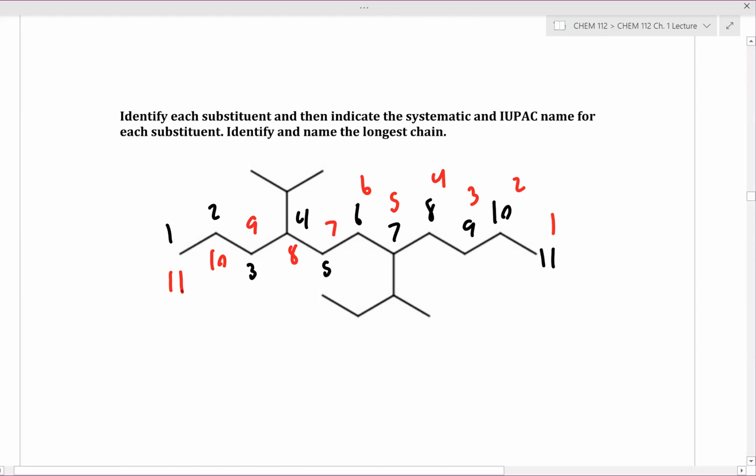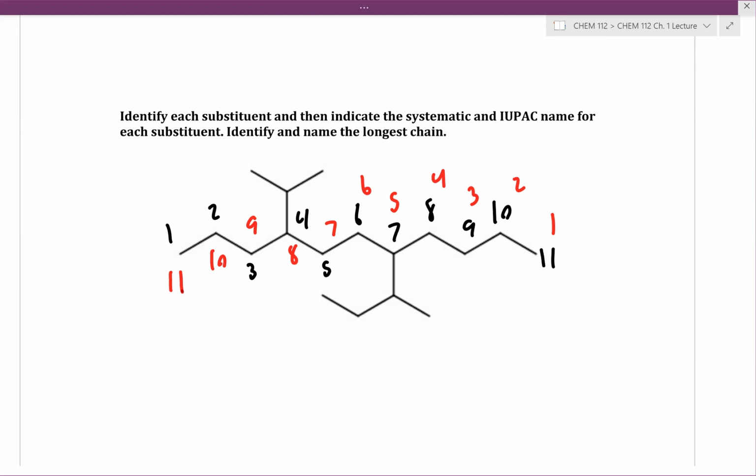Okay, so both of these chains have 11 carbons to their name. Which counting method gives us the smallest set of numbers? The counting method in black or the counting method in red? Black, yep. So we'll count using that method.